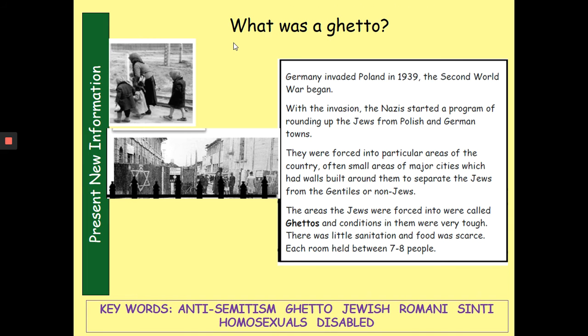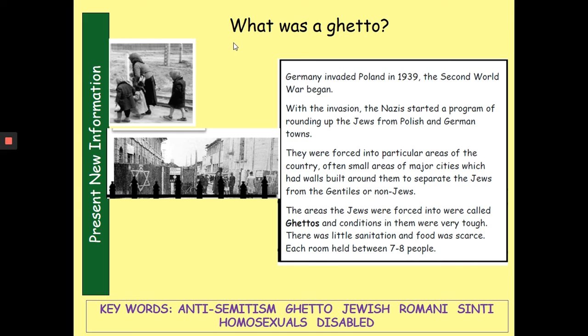Okay, so let's talk about ghettos. This word has been used a little bit in this lesson so far. So Germany invaded Poland in 1939. The Second World War began. With the invasion, Nazis started a program of rounding up the Jews from Polish and German towns. They were forced into particular areas of the country, often small areas of major cities which had walls built around them to separate the Jews from the Gentiles or non-Jews.